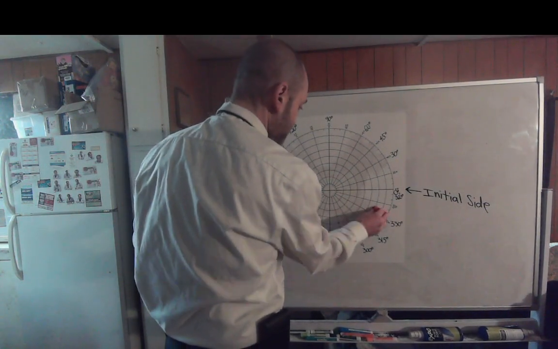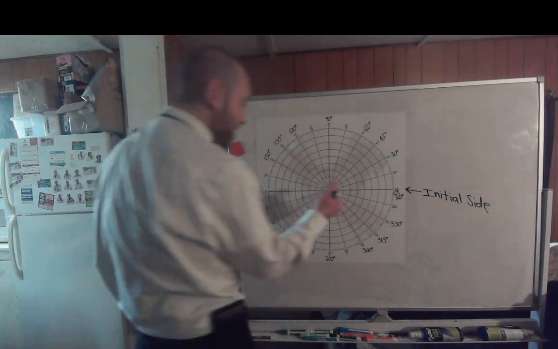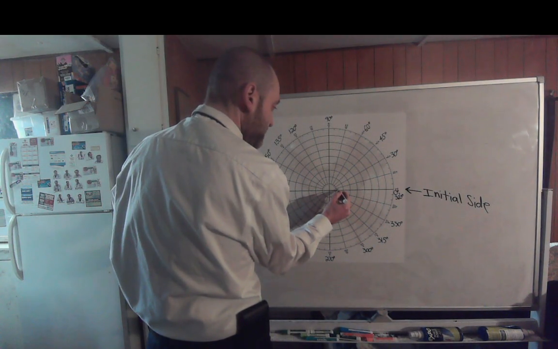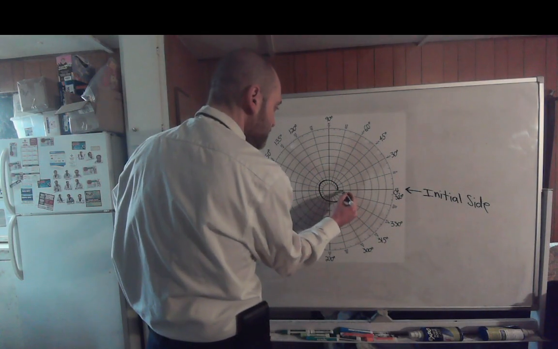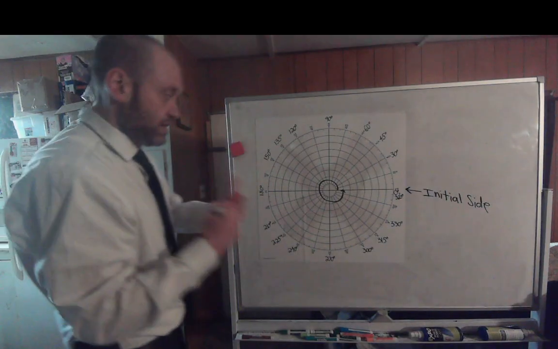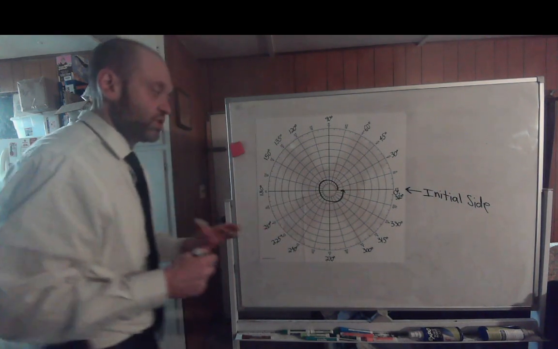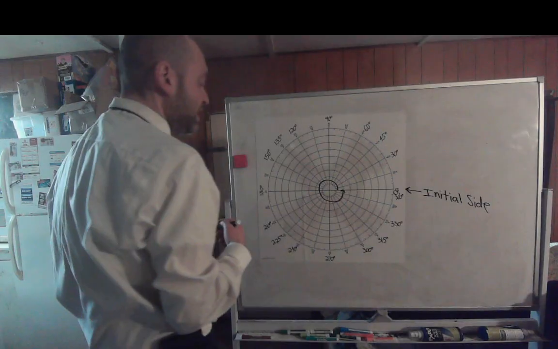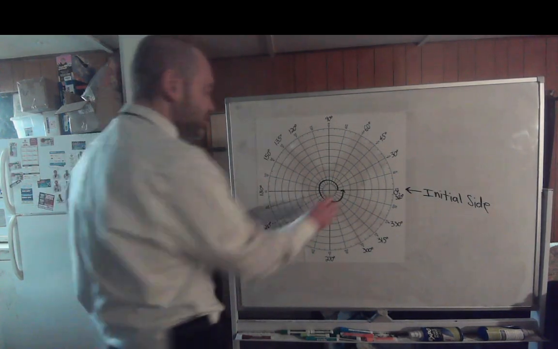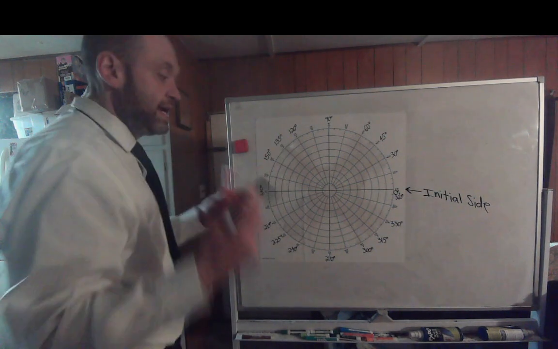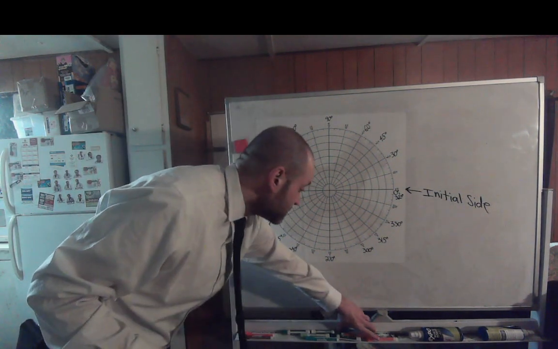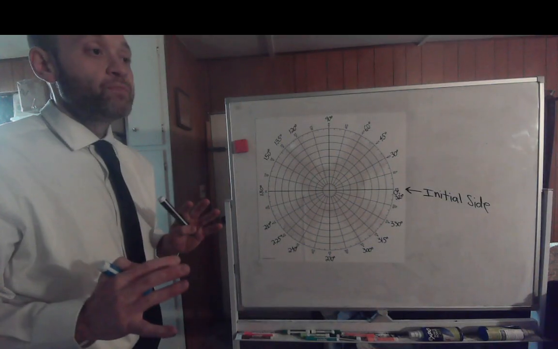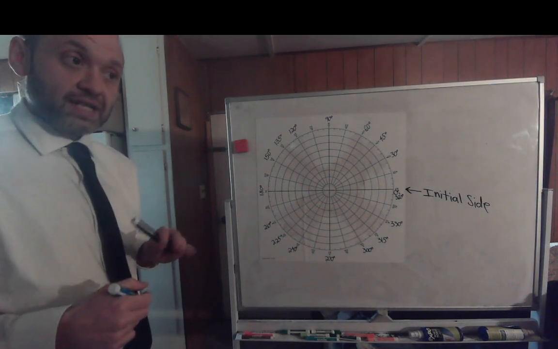Then of course, let's do a 360 degree angle. How are you going to do that? Again, your initial side is the positive x-axis. You'll come all the way back around to the positive x-axis. 360 degrees is a full revolution around the circle. Now, we'll get into other angles in a minute, but let's talk about negative angles. Up until now, we've only dealt with positive angles. Well, we're going to have negative angles next.